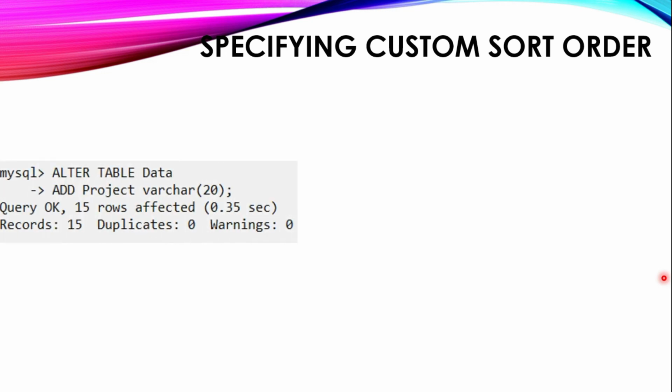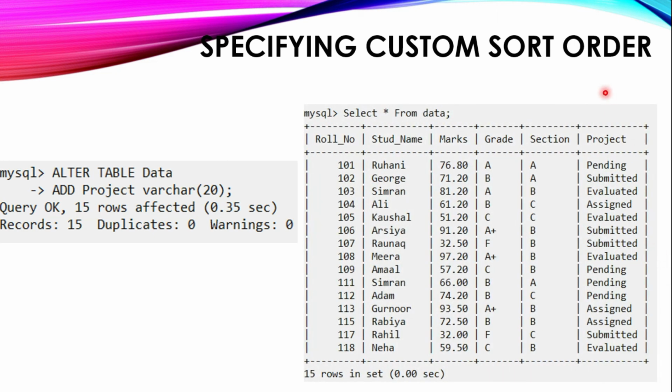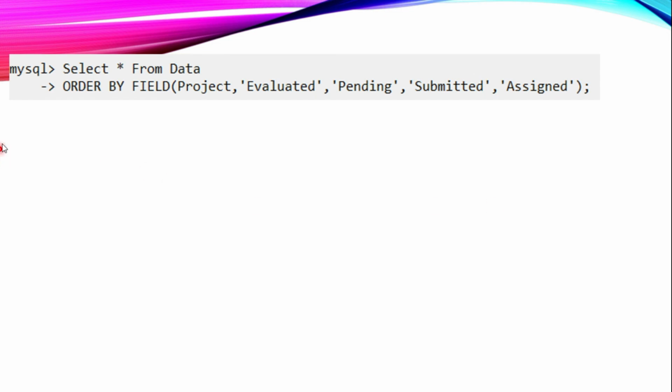Here we will see in the example, I'm going to use alter table so that I can add one more column, that is project. So here you can see in the output this column has been added with the values pending, submitted, evaluated and assigned. Here is the example. You can see the syntax: order by field. You are going to use field as a keyword over here. Then project. Project is what? Project is the name of the column or the field which you want to sort.